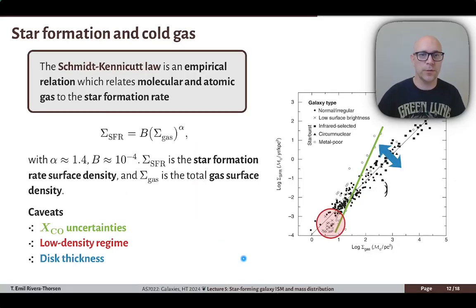Finally, there is also a third caveat, which is the disk thickness. A surface gas density can translate to a range of different physical gas densities, and that leads, as we can see, to this scatter around the Kennicott-Schmidt relation. But these caveats aside, the Kennicott-Schmidt law is still quite well behaved and quite nice, and a very useful and quite robust means of predicting star formation rate from gas density or the other way around.